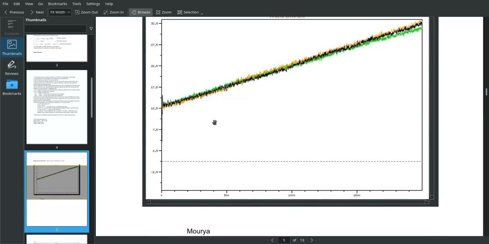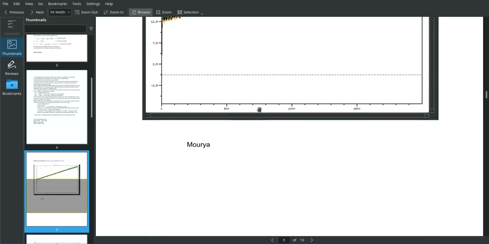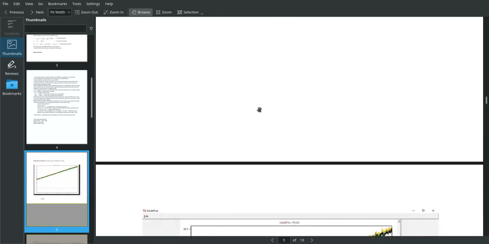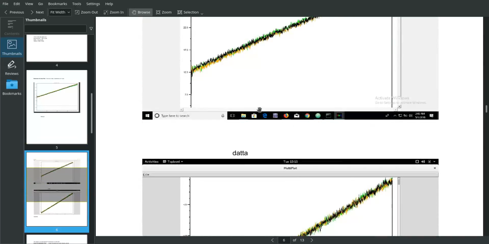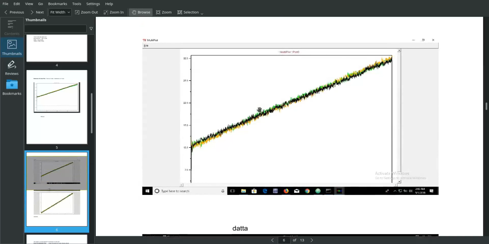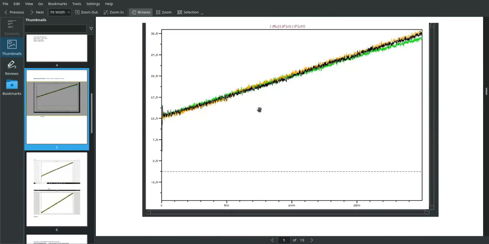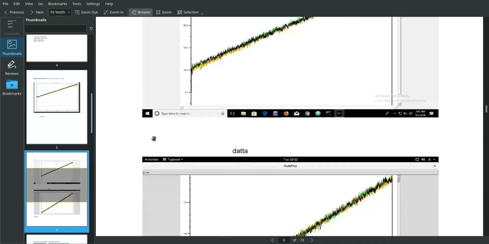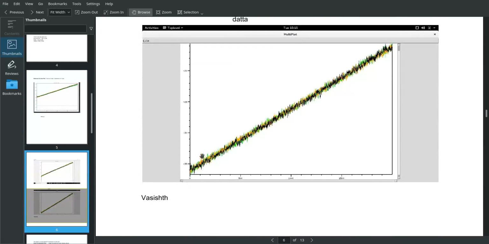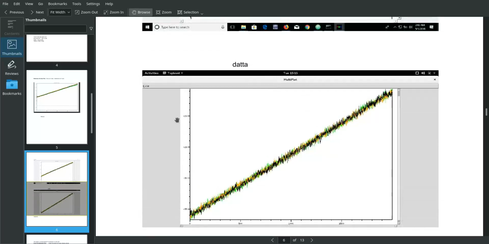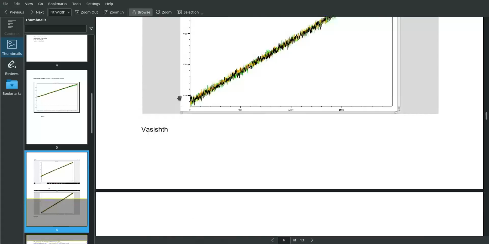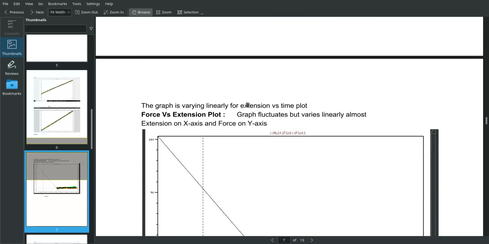The extension varies quite linearly with time. The difference here is that Datta and I got extension values starting at 12.5, while Vasisht got them starting at minus 35. The graph varies linearly. That is the only difference between our three plots. The graph is varying linearly for the extension versus time plot.